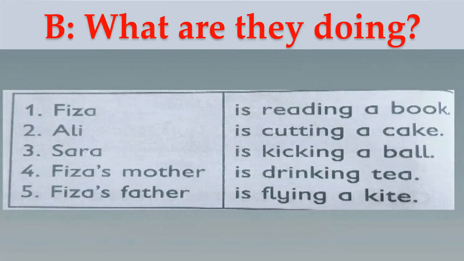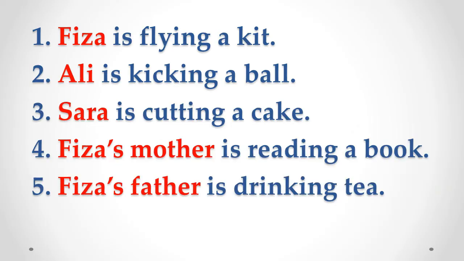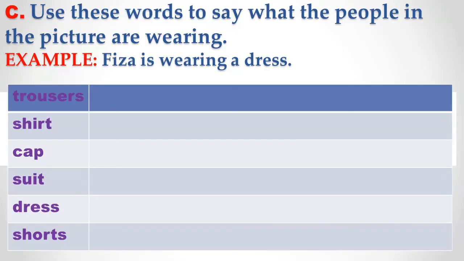Okay, now move on to the next exercise, exercise C. And exercise C is: use these words to say what the people in the picture are wearing. Okay, the words are trousers, shirt, cap, suit, dress, shorts.